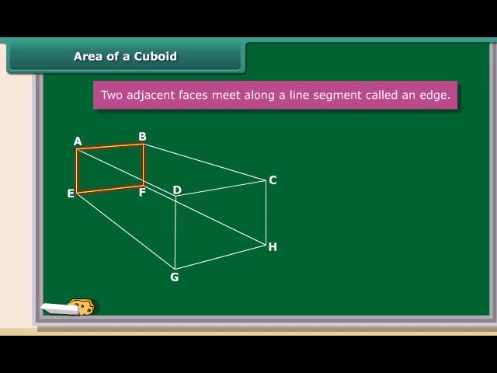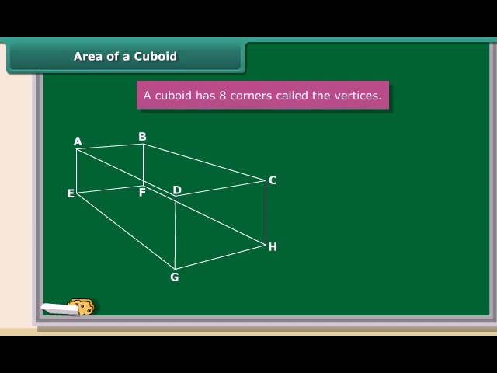Two adjacent faces that meet along a line segment is called an edge. It can be seen that a cuboid has 12 edges in all. A cuboid has 8 corners called the vertices. A, B, C, D, E, F, G, and H are the vertices of the cuboid.